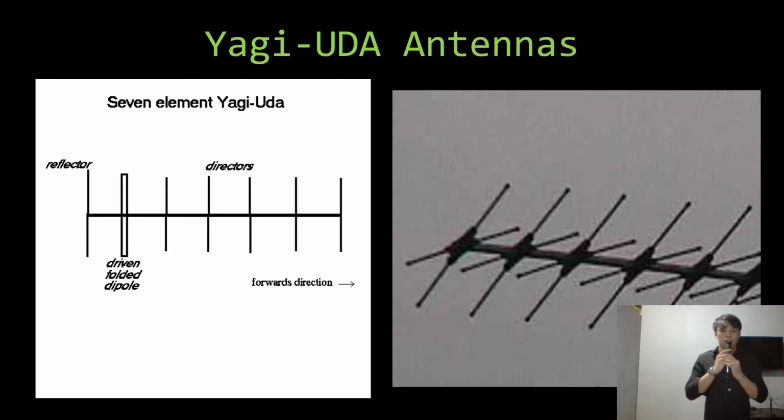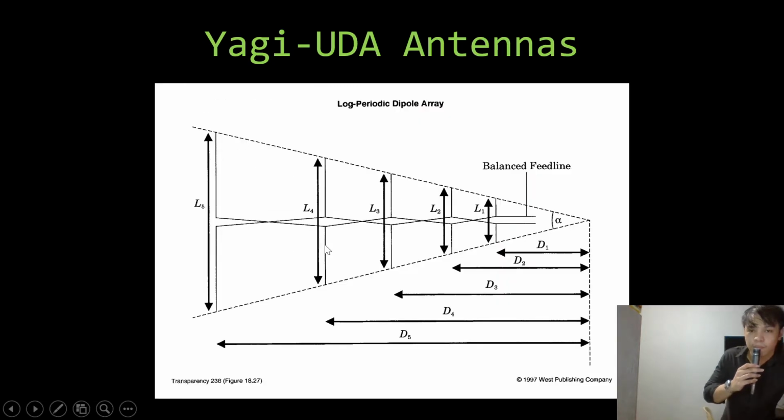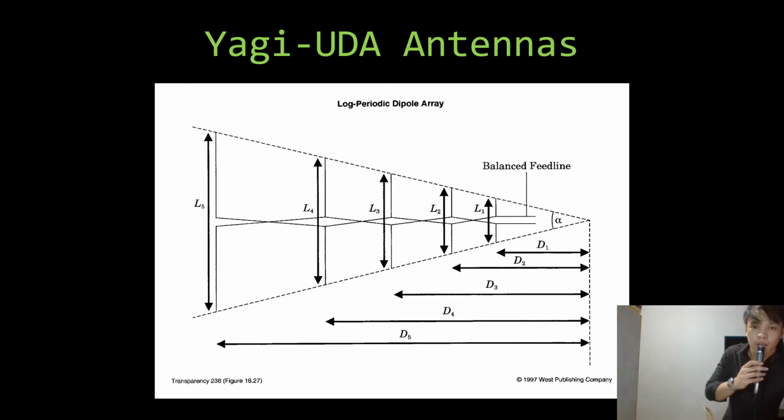So here is the example of a 7-element Yagi-Uda antenna. As we can see here, we have the reflector section, the driven folded dipole section, and the director section. Here, this is a log periodic dipole array.